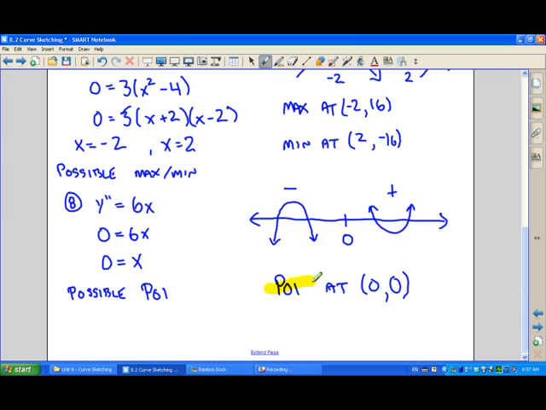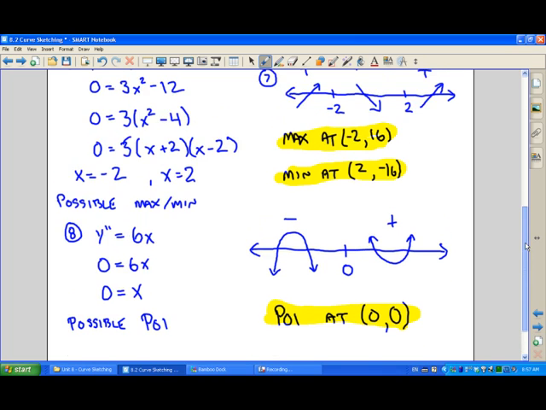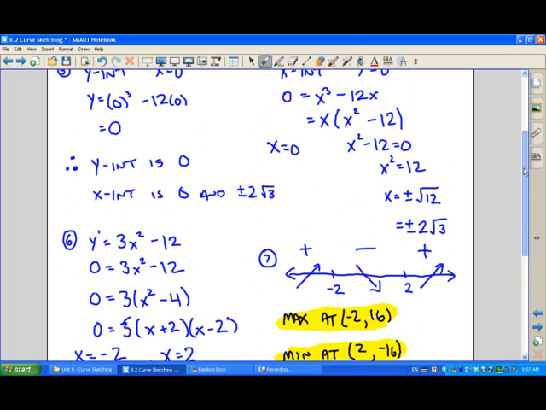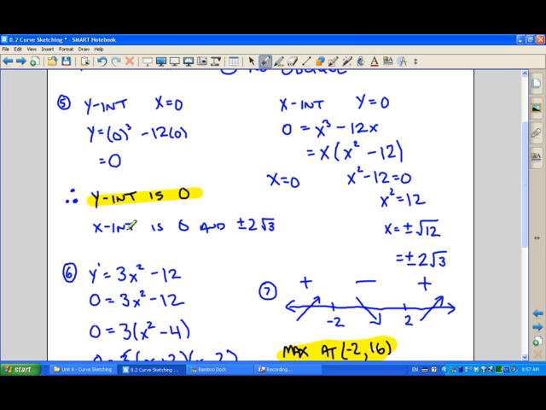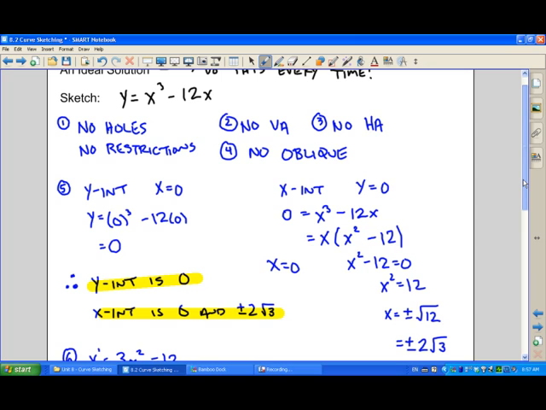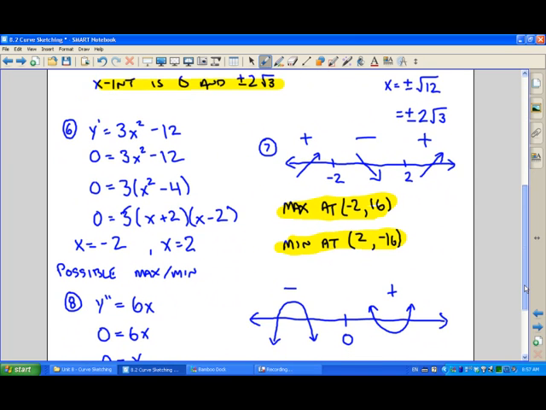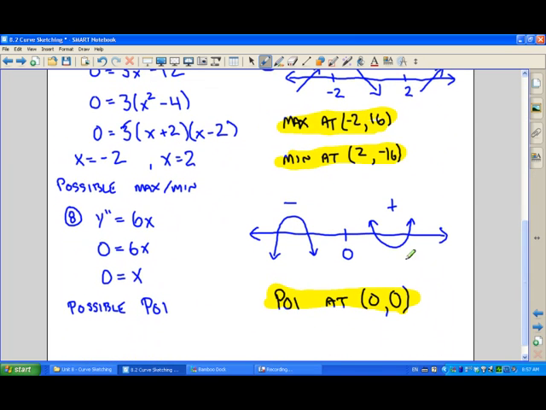So I need to take all this information, my point of inflection at 0 and 0, my minimum point, my maximum point, my y-intercepts, my x-intercepts, and even where my function's increasing and decreasing and what the concavity looks like. And I'm going to take all this information and plot it on an axis and graph it.